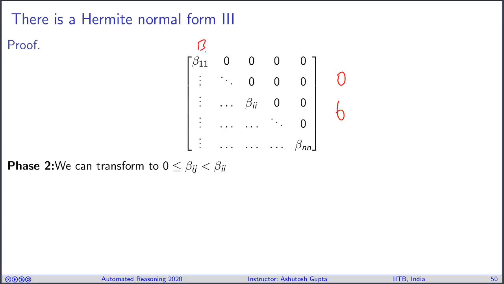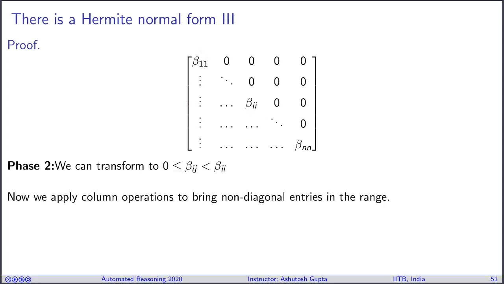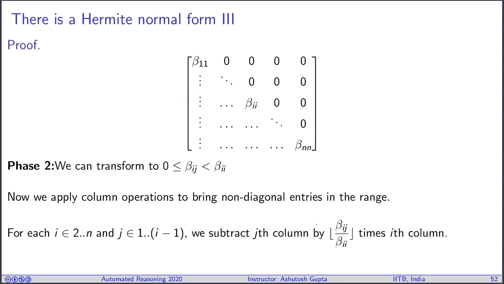Let's suppose P looks like this. Now I want to make sure that all the numbers here are smaller than their diagonal entries and bigger than 0. So how do we achieve this? By again applying GCD-like operations. We take this column B_II, and multiply it and subtract on this row, on these columns, in such a way that you bring the numbers between 0 and B_II, which is very much like a GCD-like operation. And then you will have an HNF form.